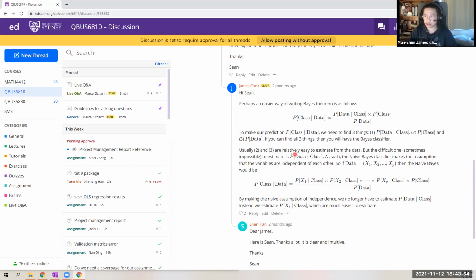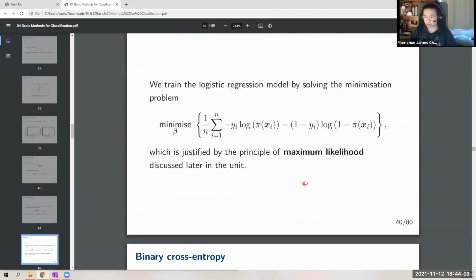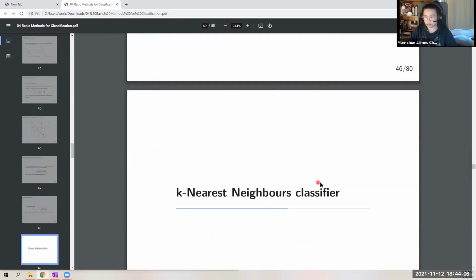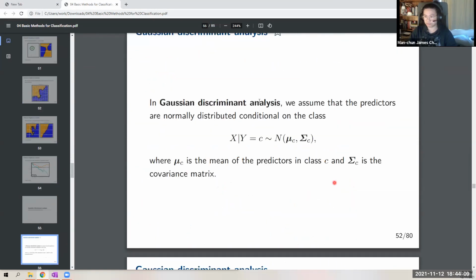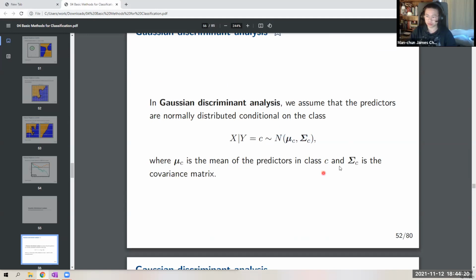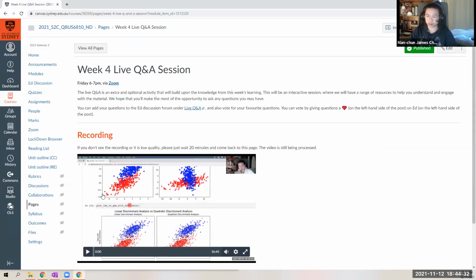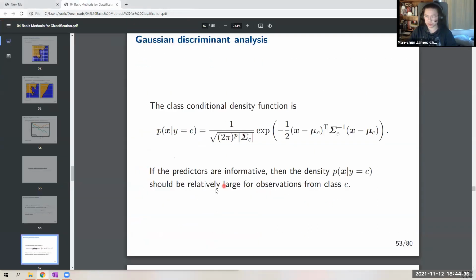And the key difference between LDA and QDA: in Gaussian discriminant analysis, you make the assumption that X given Y is a normal distribution. The data is X, the class is Y, so you make the assumption that this is a normal distribution. Of course, you should know the difference between LDA and QDA. I go into more detail on this in the week 4 Q&A, so if you want more on that, just watch that.